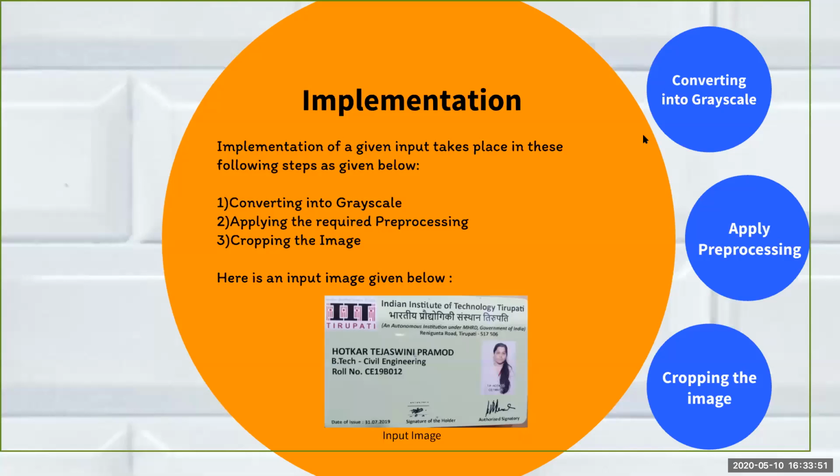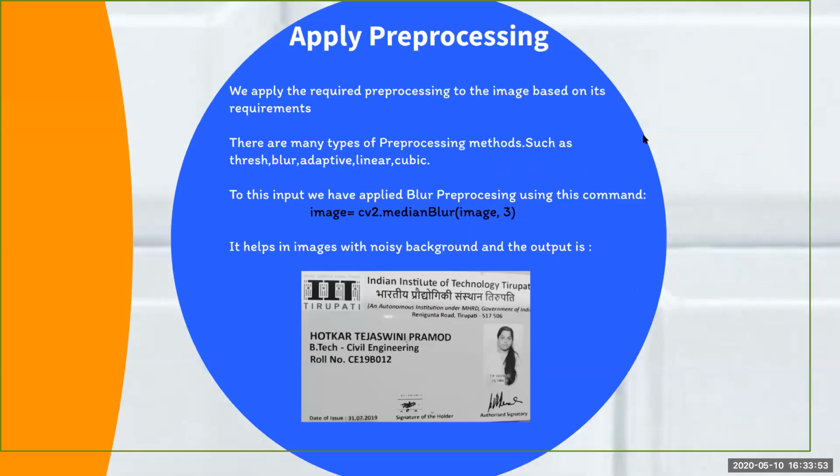So moving on to the second part of the implementation, which is applying pre-processing. Whenever I take an image, it might be noisy. The background may be blurry. Or when someone takes a picture, they may not take the picture properly, or there might be some dots or some brightness problems with respect to the image.